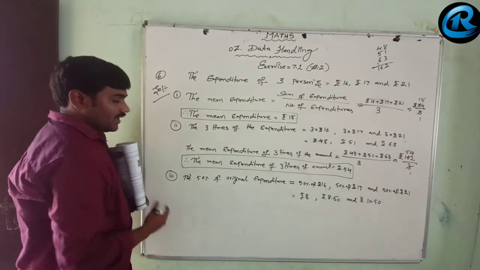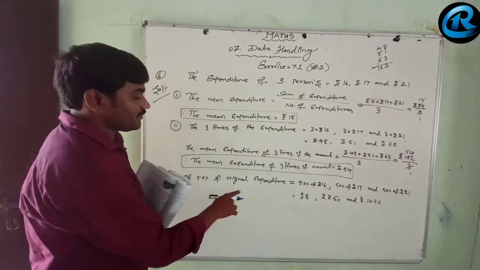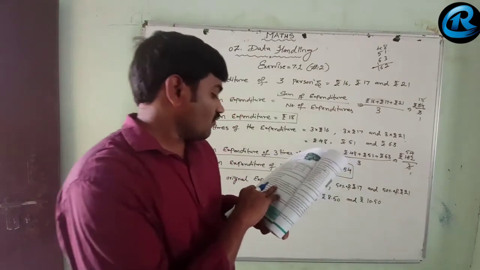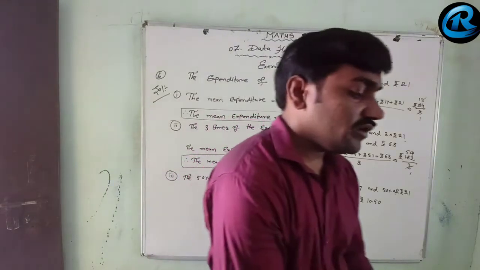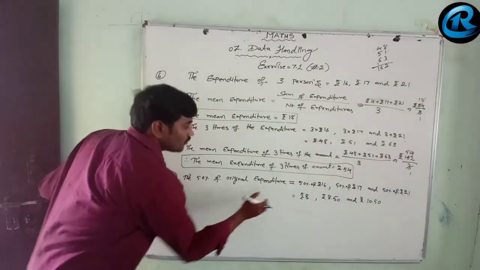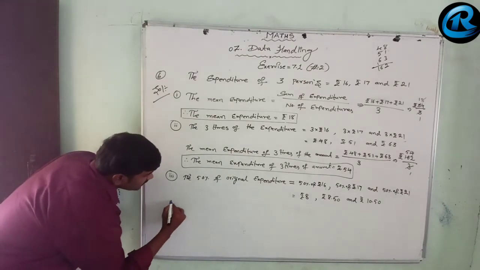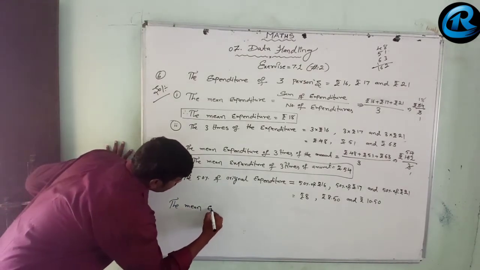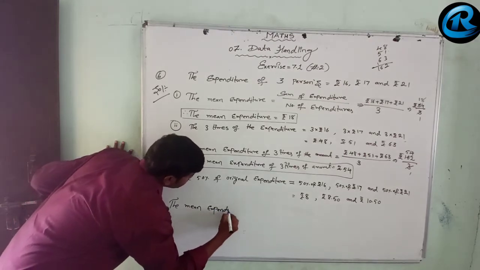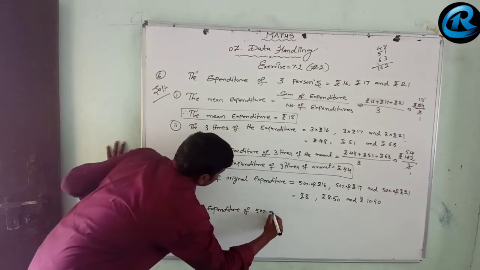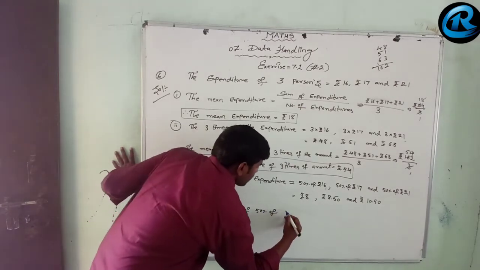We got it. Now let us find out. This is the 50% of the original expenditure. Now what would be their mean expenditure? Now the mean expenditure of 50% of amount.